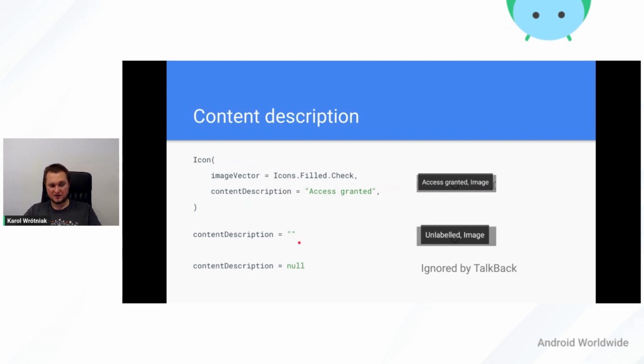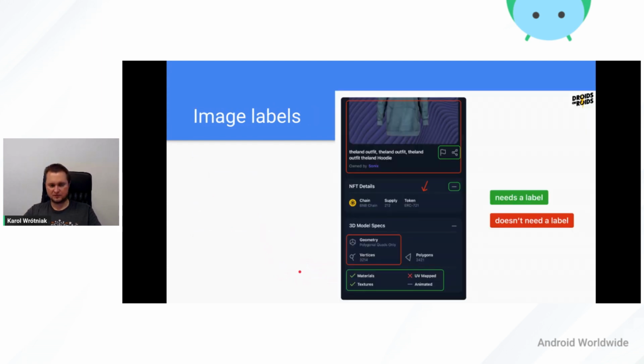If you use an empty string as a content description, TalkBack will say unlabeled image, not so good, not so accessible. If you set it to null, TalkBack will not say anything. This composable will be ignored. You cannot focus on it. It won't receive the green frame. It may look like the worst option, but there are some cases when it is okay to set null, or we should set null. Let's see this screenshot.